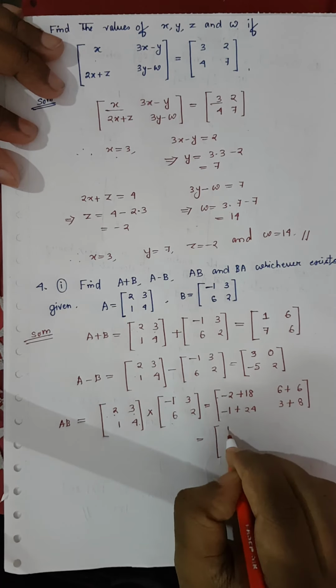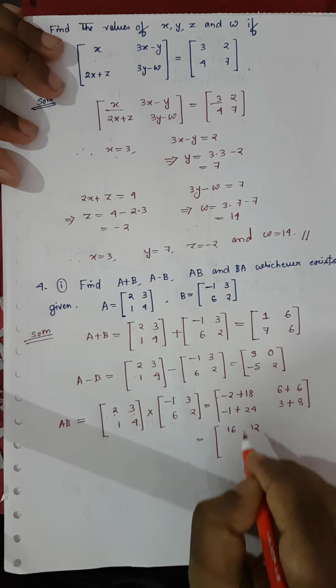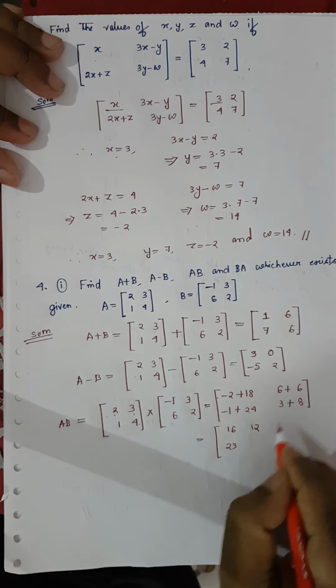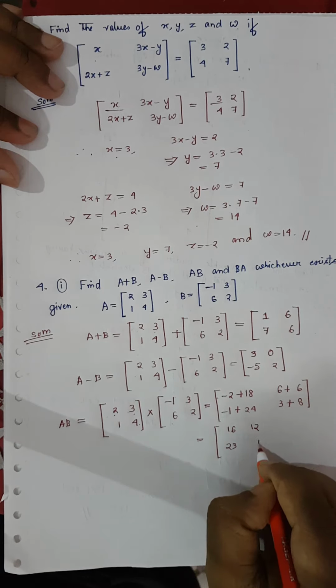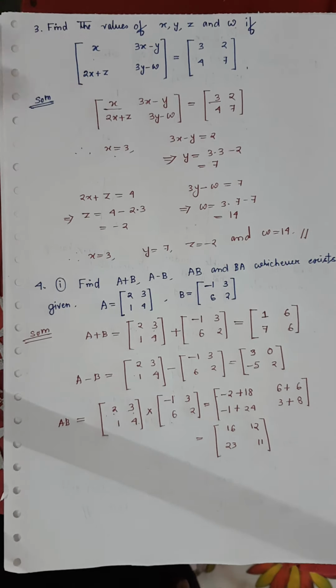Minus 2 plus 18, it is 16. 6 plus 6, 12. Minus 1 plus 24, 23. And 3 plus 8, it is 11. So when I multiply two matrices, the operation takes place among the corresponding elements.